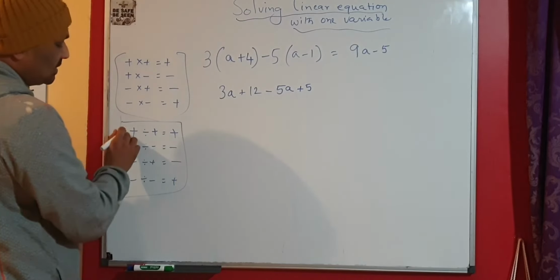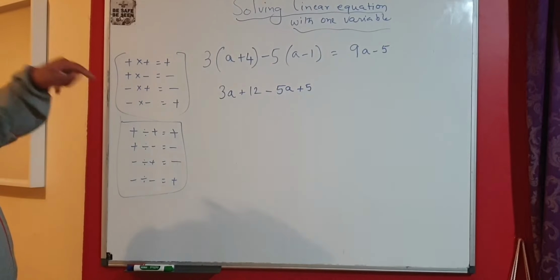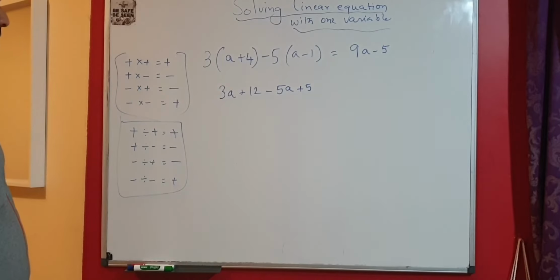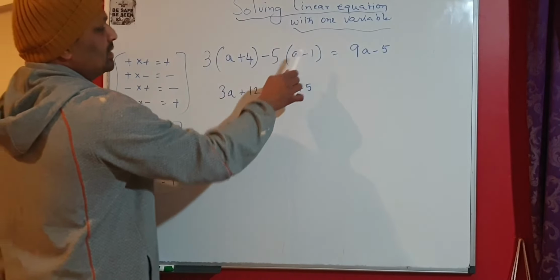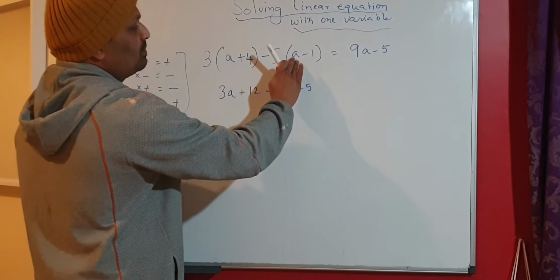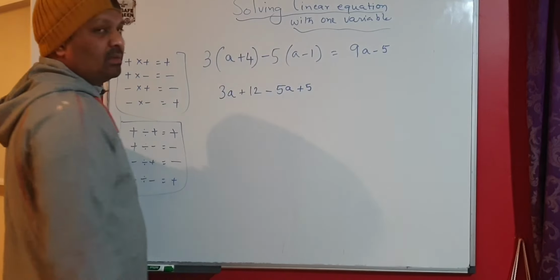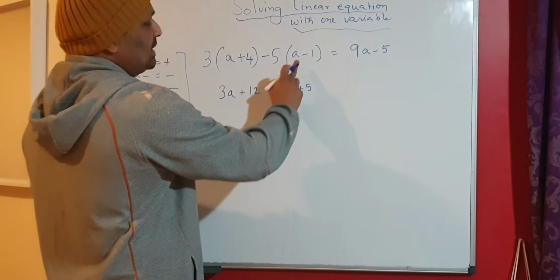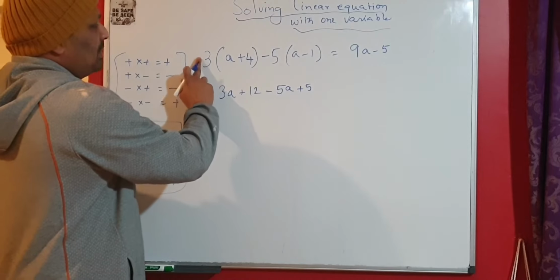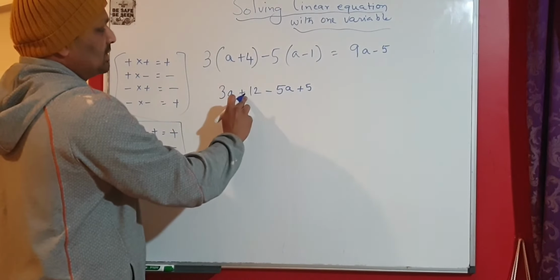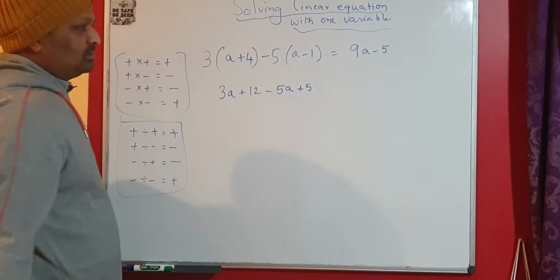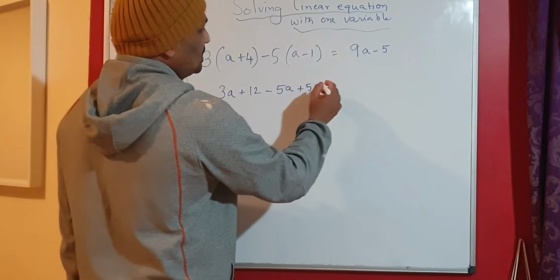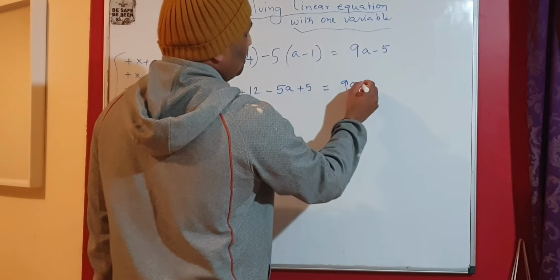When it comes to multiplication, these are the four rules that we should remember. Minus 5 into minus 1 is plus 5. Minus 5 into plus a. If there is nothing here, we should consider it as having a plus symbol. Minus 5 into plus a is minus 5a. Similarly, plus 3 into plus 4, plus into plus is plus, we got a plus here. Plus 12. So now we have expanded the left side portion. On the right side, we have 9a minus 5.